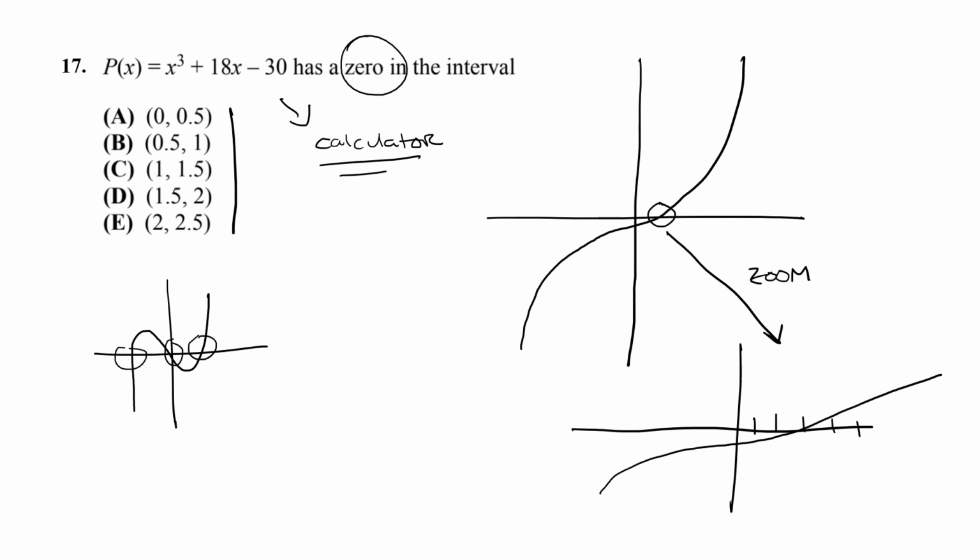I'm using my calculator's 0 function in order to find it on my TI-Nspire CX CAS. And I'm finding that the point that intersects the axis is 1.4848, etc. Now we simply have to look at the answer choices and very quickly find that that falls within the interval that answer choice C provides. So that should be answer choice C.